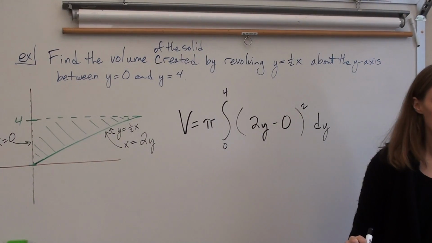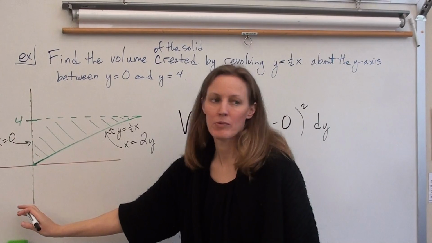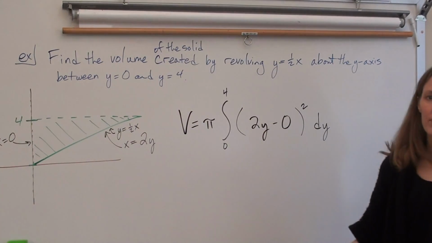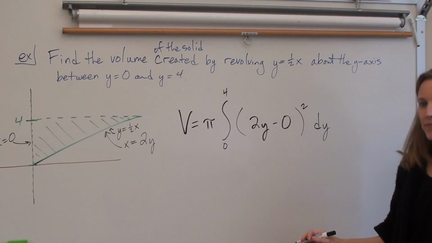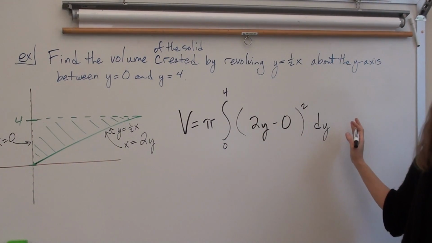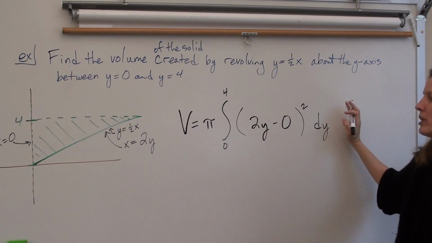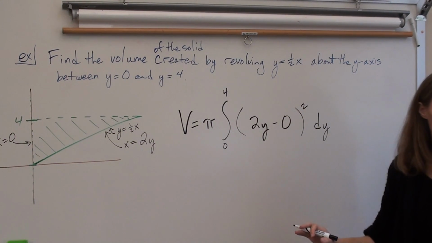Wait, where's the 0 come from? I'm sorry. Right minus left. The left bound is the y-axis, which is 0. Any questions on the setup? The setup is the most important part, right? If it's a 5-point problem, 4 points are the setup and 1 point is the answer.